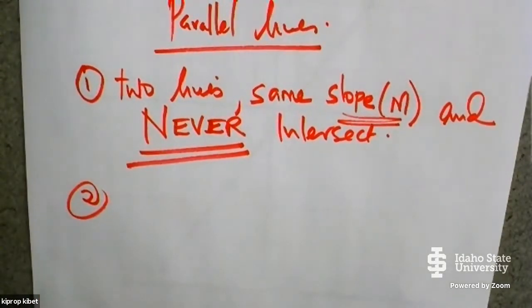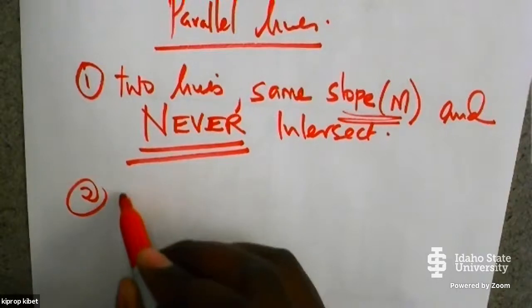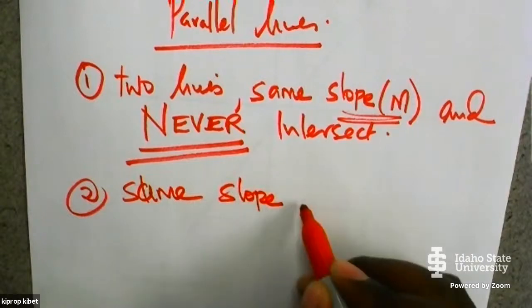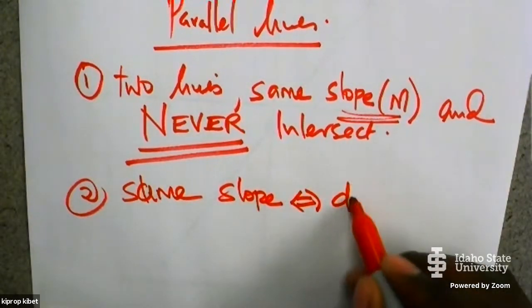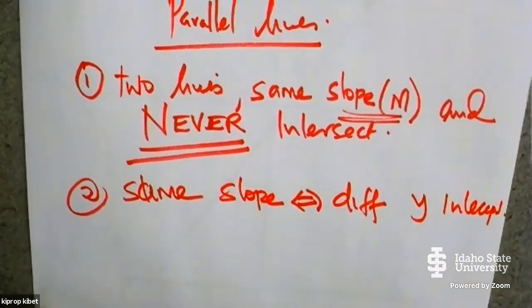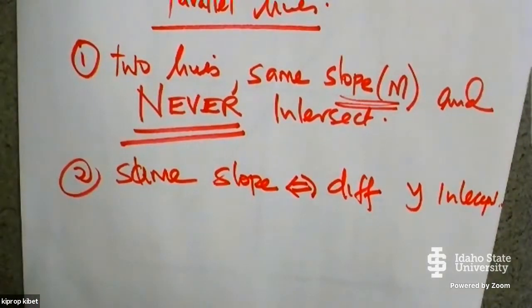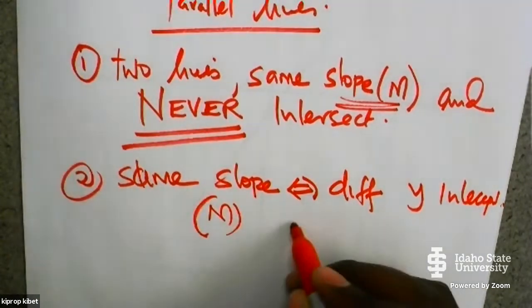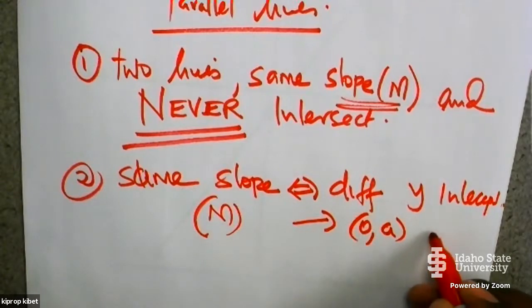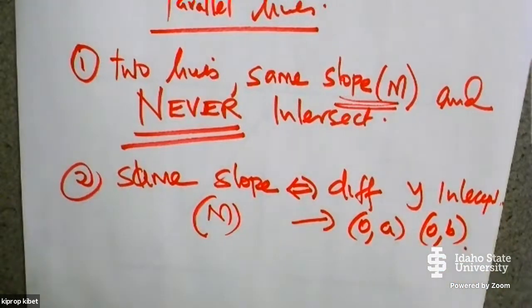Number two, two lines have the same slope and different y-intercept. So same slope, different y-intercept. So you can have the same m, but we have two different y-intercepts. Let's say a, 0 and b, 0. Okay. So different y-intercept.